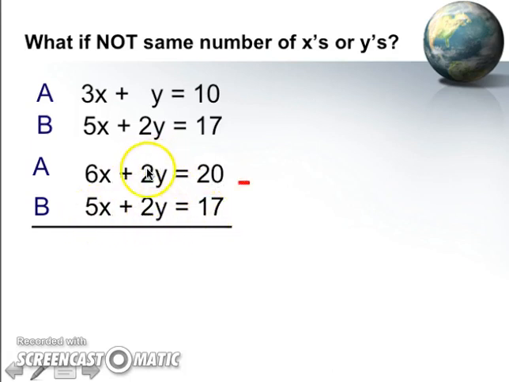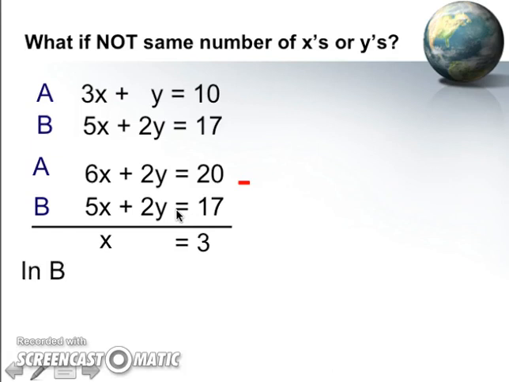Now we're back to our old story. We've got the number in front of the y's is the same. They're the same sign, so we subtract them, which will give us 6x minus 5x equals x, and 20 minus 17 equals 3. Therefore, we've got x equals 3.